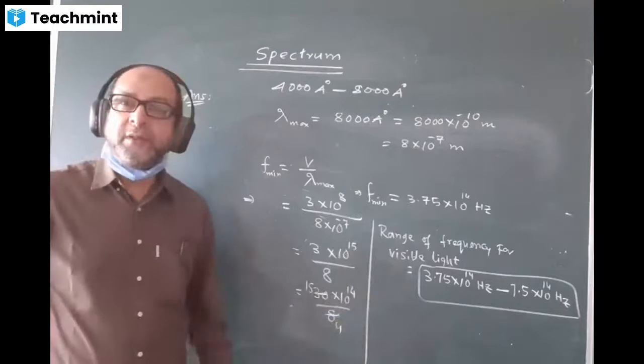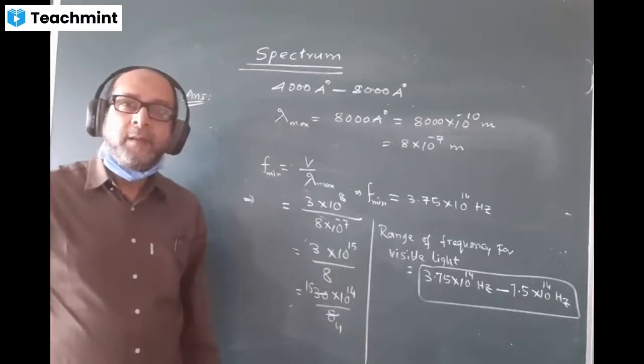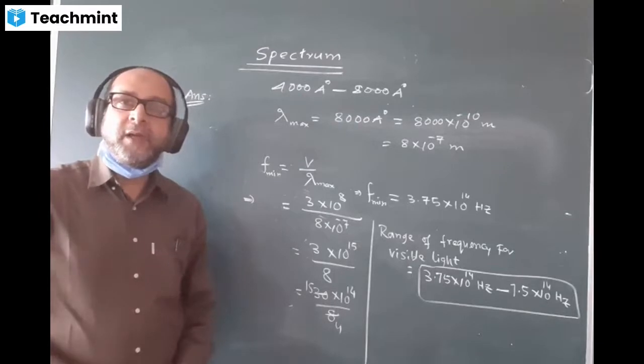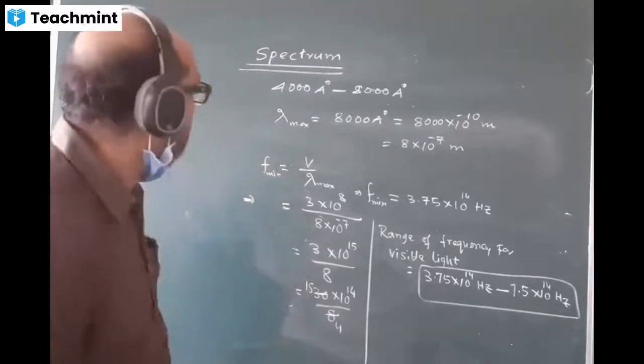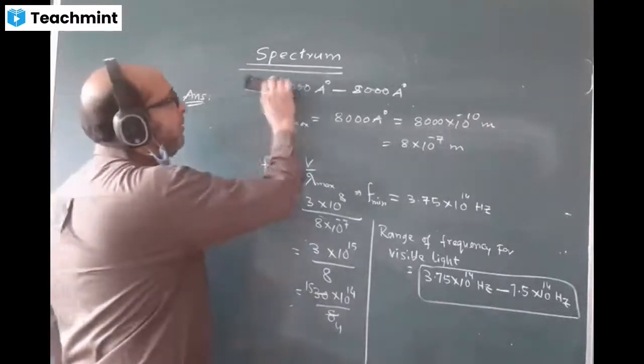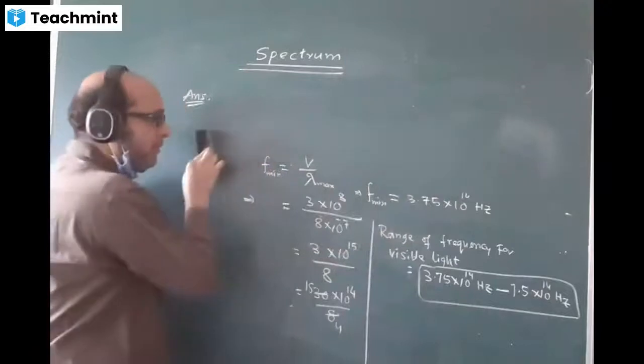Hope you have all understood it. Alright. Is it okay? So how 7.5? Double of 3.75.